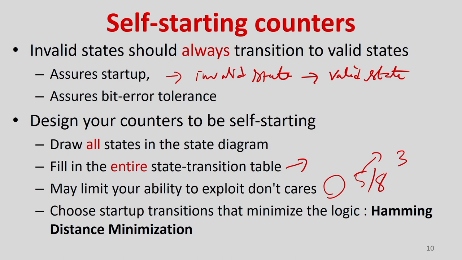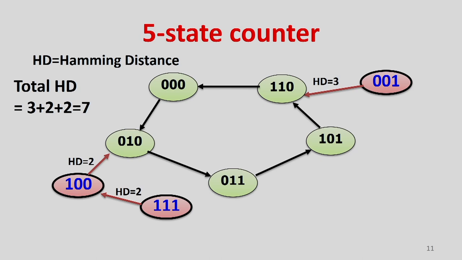Another most important thing is to choose state transitions that minimize the logic. That is an important concept. If you minimize the Hamming distance between two states, then in general you minimize the next state logic. So, this is one example. In the examples we designed earlier, the modified state diagram is the same thing.